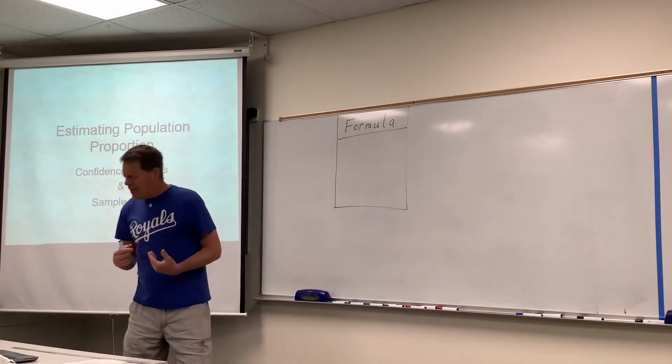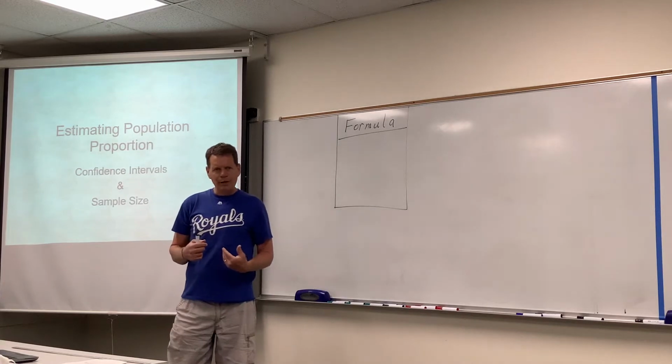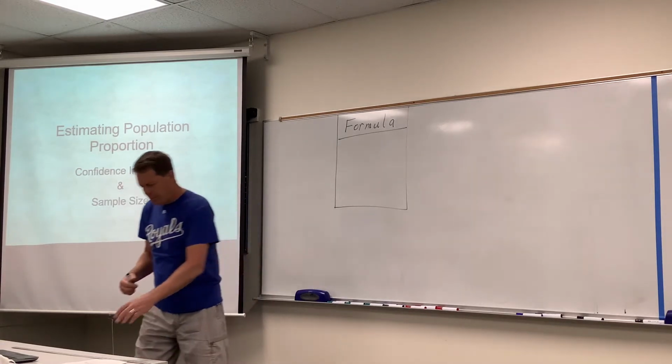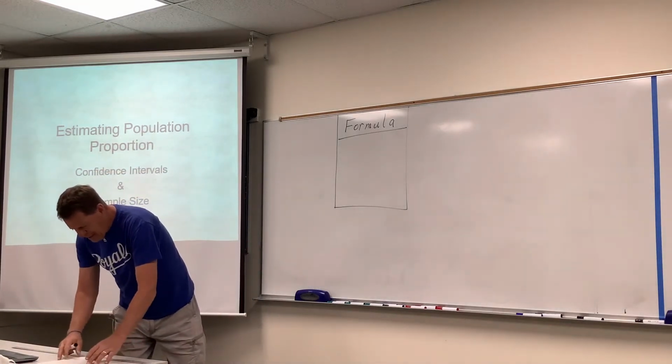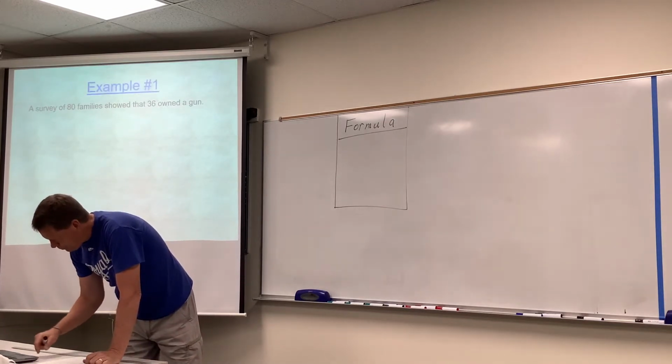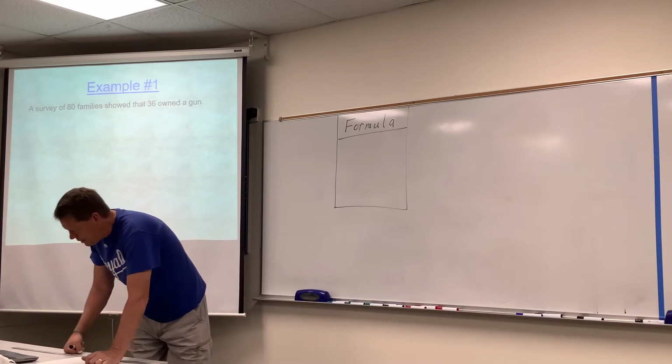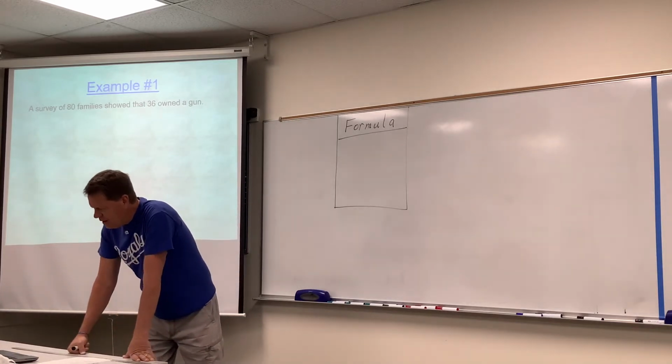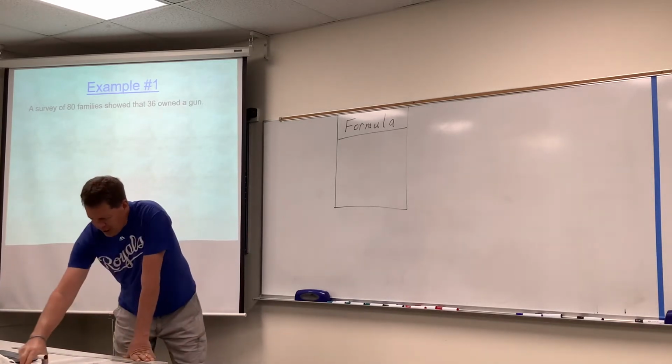So to me, the key thing is to find the appropriate formula for the question. That's what's really important. So here's the idea. Example number 1. A survey of 80 families showed that 36 of those 80 families owned a gun.